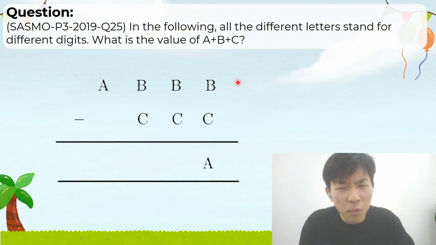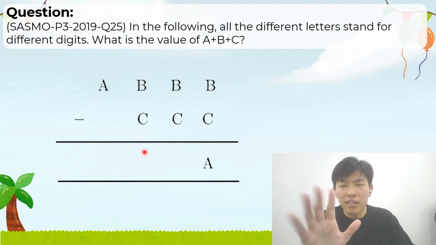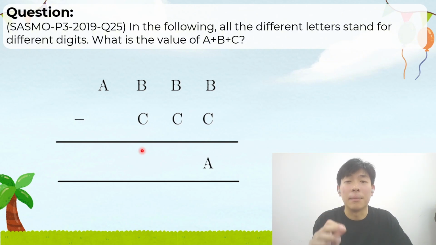B minus C, we get 8. But here it also says B minus C, but we don't get anything. So first, let's try to understand what a number puzzle is by looking at a very simple example.